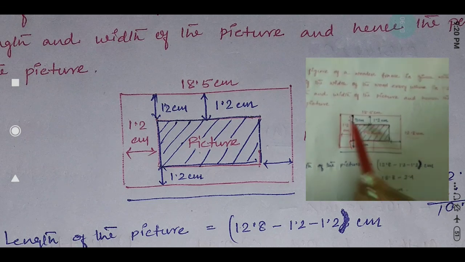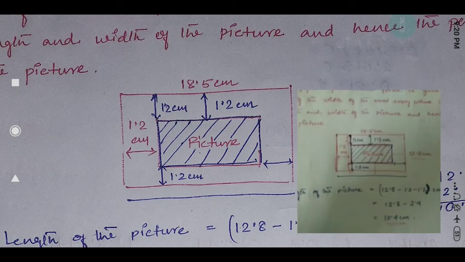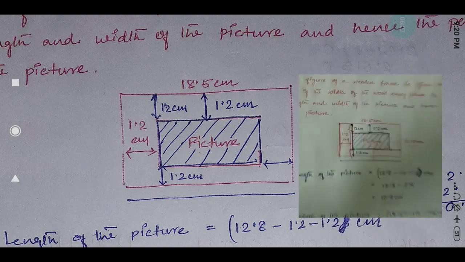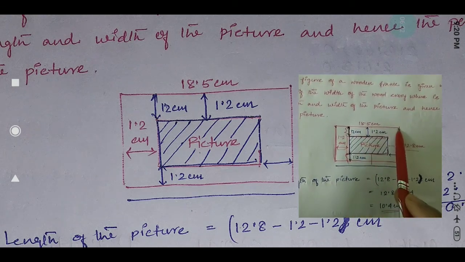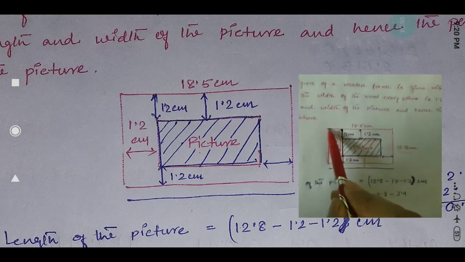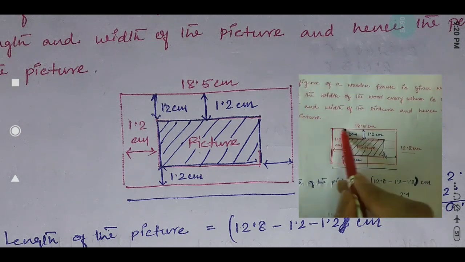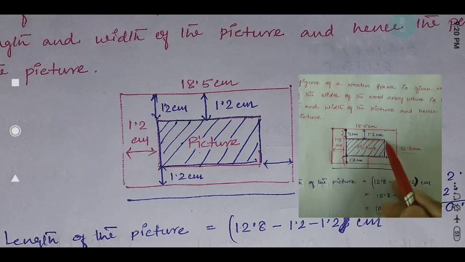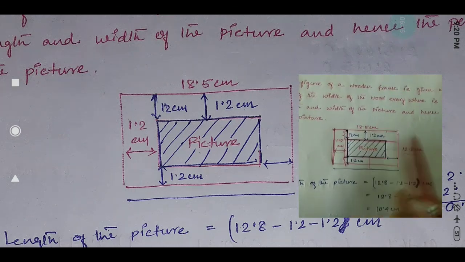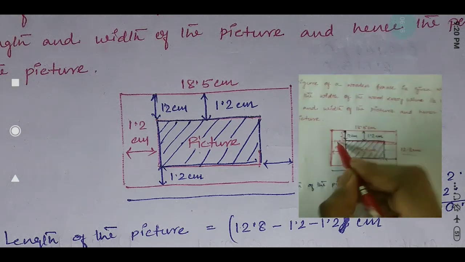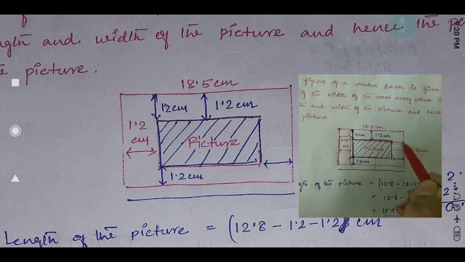So for this, the width is given as 18.5 centimeters. Sorry, it's not capturing. This width is given as 18.5 centimeters. So this width is similar to this one, so from this, if I subtract these two, then I will get the width of the picture. So I have to subtract this part and this part. So this part means how much? 1.2. Again this part also means 1.2.